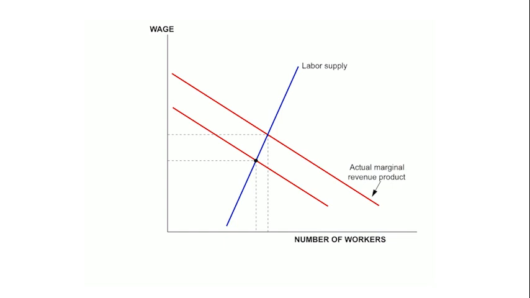So in this picture, we've drawn the supply curve, and we have two demand curves. One, which is labeled, is called actual marginal revenue product. So that's the marginal revenue product that the firms can get from a worker. It's the marginal revenue product based on how productive they are. We've derived that based on the productivity of the worker.